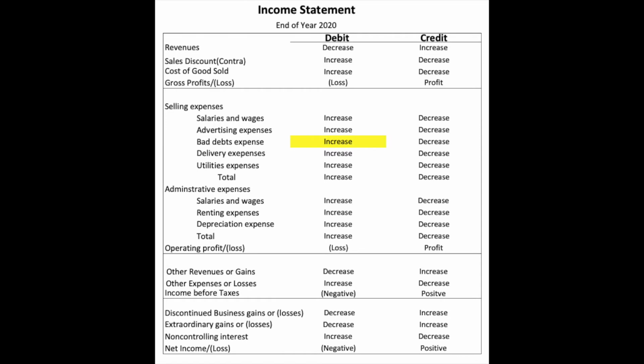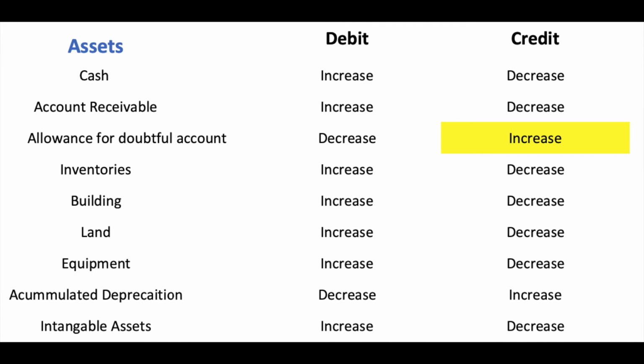In this transaction, bad debts expense is increased in the income statement, and allowance for doubtful accounts is increased in the balance sheet.